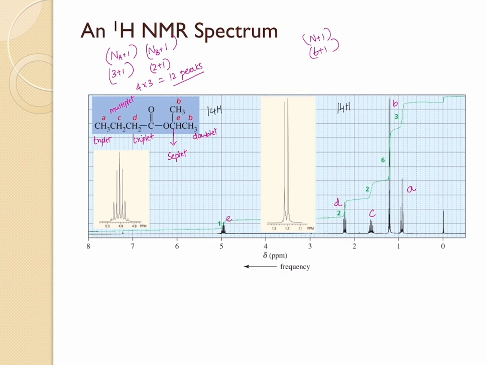So this is the order that you will be going. First, try to match up the number of protons in the structure with the NMR spectrum, and then find the multiplicity, and then you can assign the peaks for the different protons.